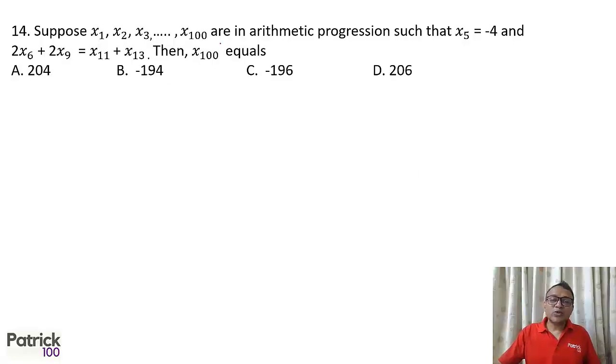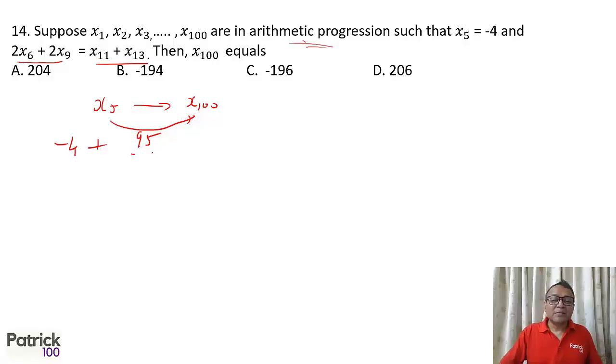Now x1, x2, x3 to x100 is an AP, arithmetic progression. x5 is -4, 2x6 plus x9 equal to x11 plus x13. If you understand, there's a very simple way of solving. You should be able to make out as integers. Now if I want to go from x5 to x100, you're going ahead 95 terms. D will ideally be an integer, it will not be a fraction. So that means it has to be -4 plus 95 into D, which will give you the 100th term.